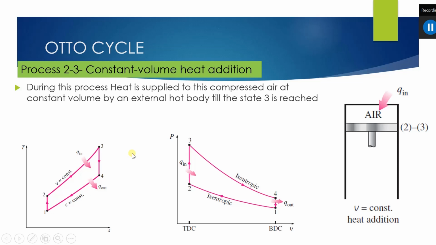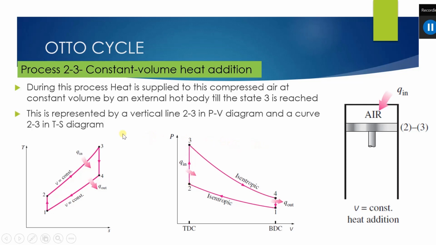During this process, heat is supplied to the compressed air at constant volume by an external hot body until it reaches state 3, that is, until the temperature rises from T2 to T3. The heat input is named Qin. The volume does not change during this process, so V remains constant. In the PV diagram it is shown as 2 to 3. The volume stays the same, heat is added to the system, and the pressure increases from P2 to P3. This is represented by a vertical line 2 to 3 in the PV diagram and a curve 2 to 3 in the TS diagram.